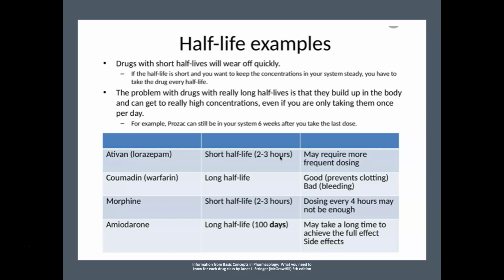And if you take too much Coumadin, with that long half-life, it builds up, and you can have internal bleeding because of the Coumadin. Morphine, again, is a short half-life drug. Most opioids are. And so you have to watch out how frequently you need to dose because it's constantly getting decreased in terms of concentration in the system.